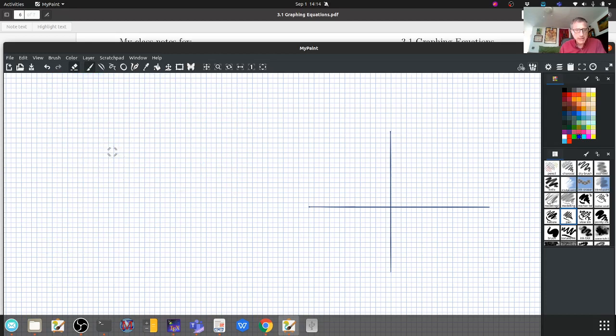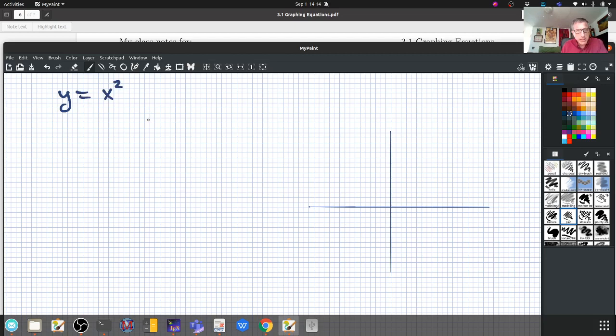Now make it back small. Change the color to dark. So our equation was y is equal to x squared, right? Yeah. So y is equal to x squared. That's what we want to plot. Y is equal to x squared.